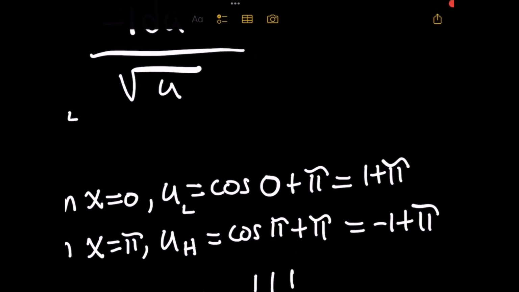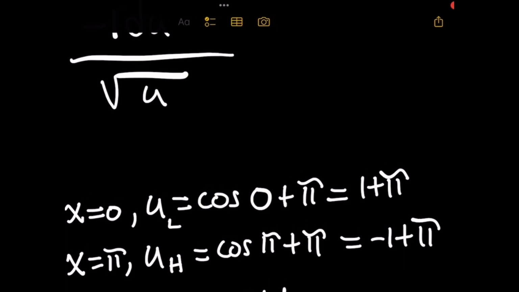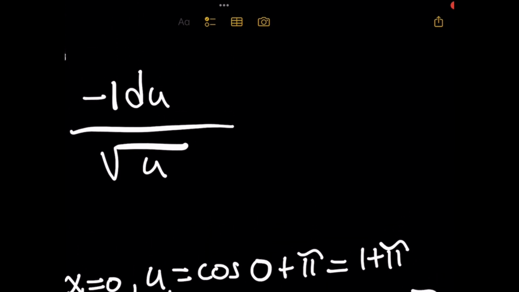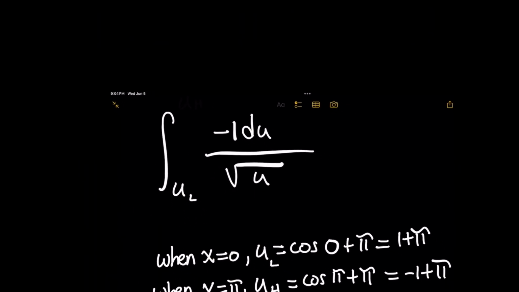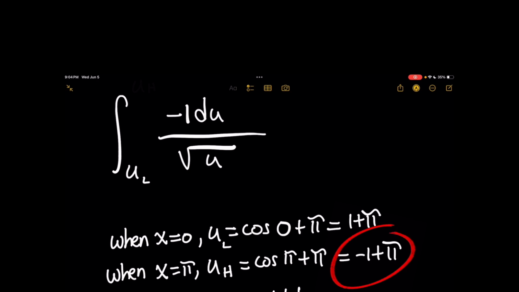Do you see a problem though? Think about it, pause the video, and let me know. Okay, so notice how in this case, what I am calling the higher limit, u_H, is the value -1 plus pi, which is actually smaller than the lower limit 1 plus pi. But don't worry, there's a cool way to work with this.